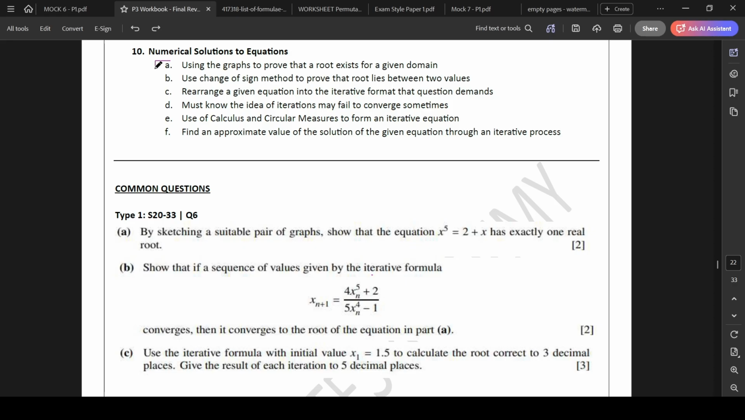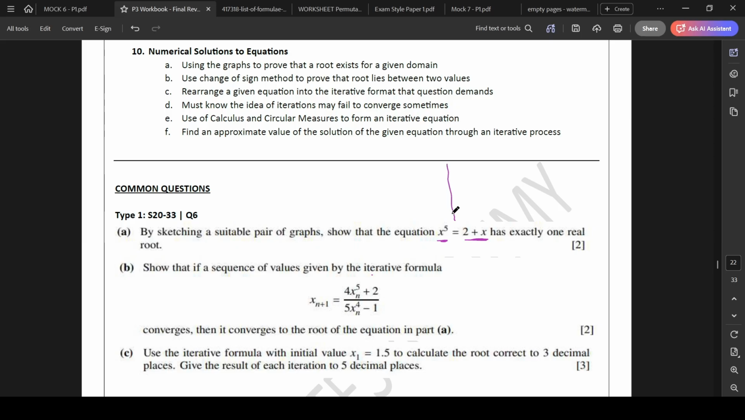Now, there are multiple things that you can keep in mind over here to understand the entire process, how the numerical solution works. The first thing to keep in mind is that we can use a graph to prove that a root exists for a given domain. So I'm talking about a question like this over here. You are given x^5 = 2 + x.